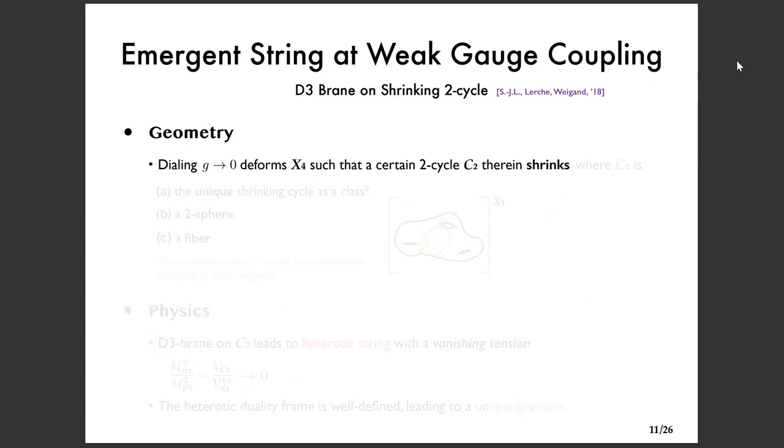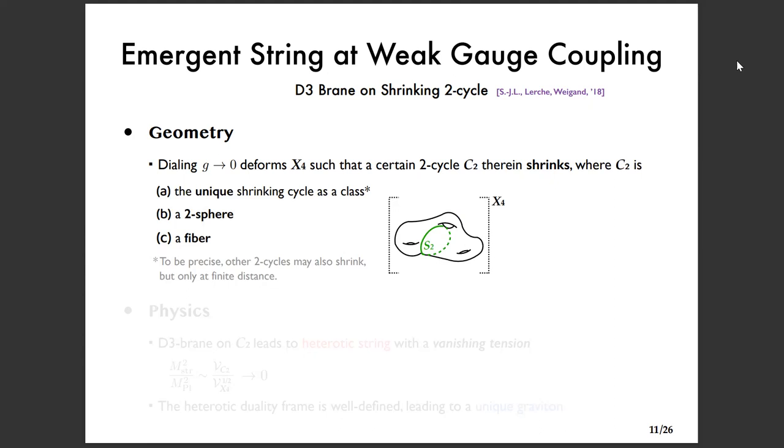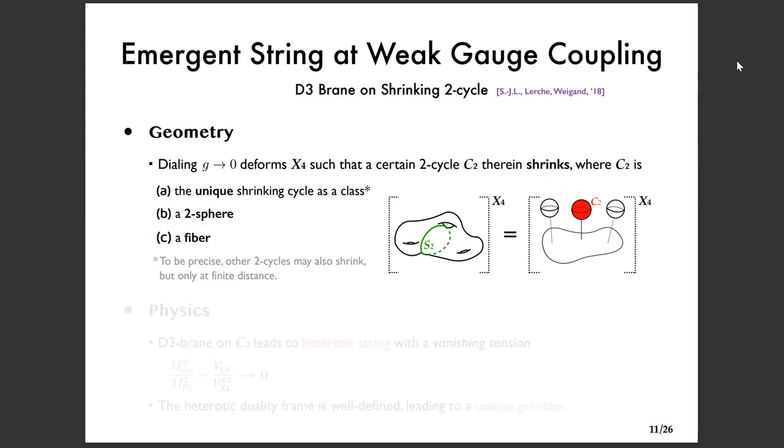So this is what I've just said about the geometry of weak gauge coupling. It turns out that we can say much more about this shrinking cycle C2. A, it is the unique shrinking cycle. B, it is topologically a two-sphere S2, not S2 here, but a two-sphere. And C, it is a fiber, which roughly means that the internal space X4 is essentially represented as a two-dimensional parameter of a family of these two spheres.